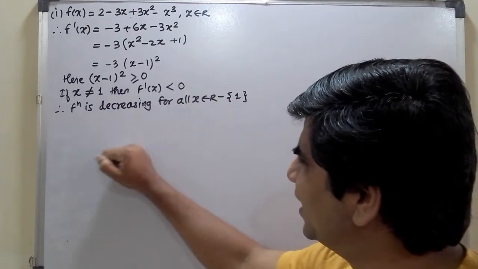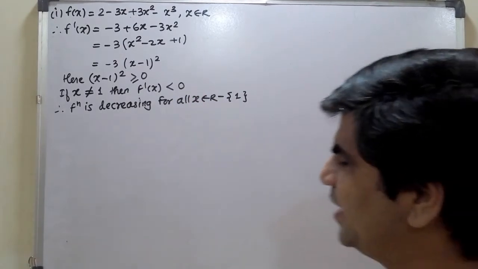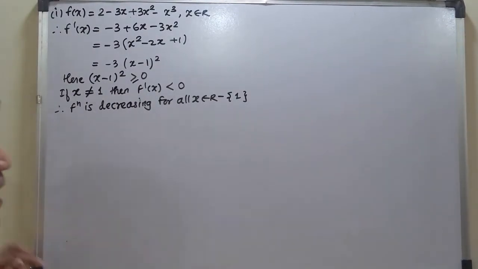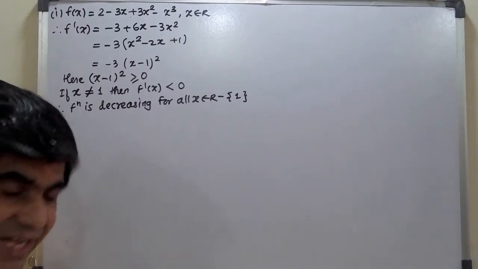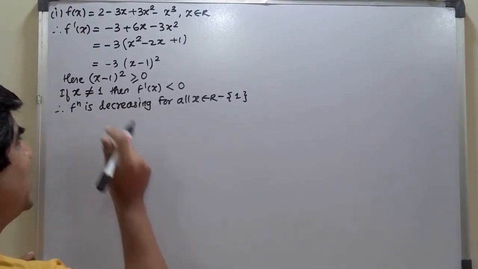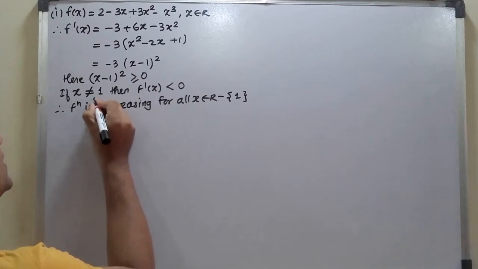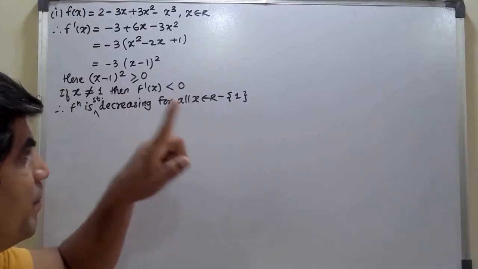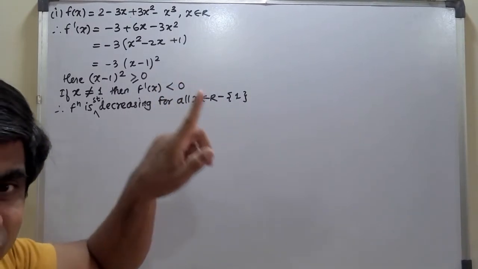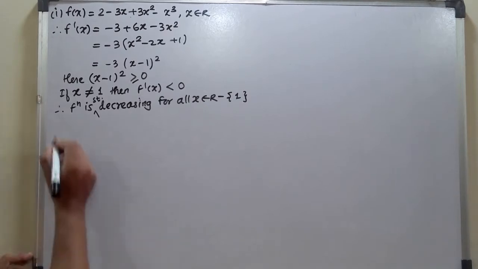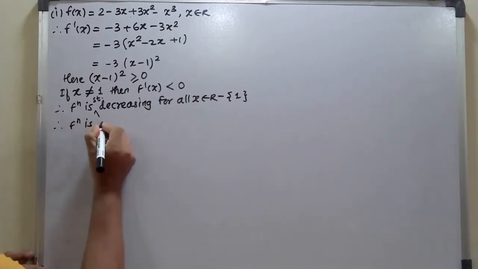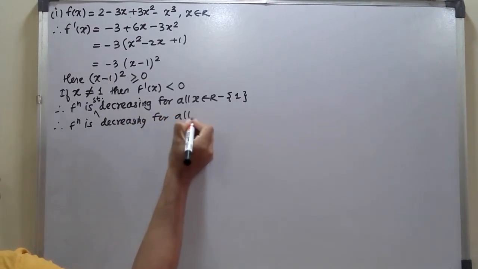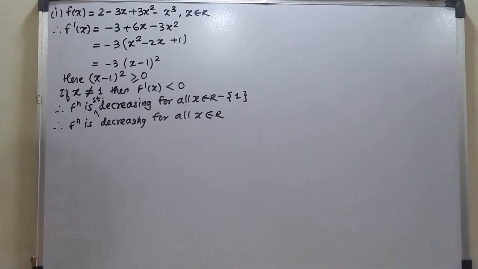So I can say that this function is decreasing for all x belonging to real numbers, but if you want strictly decreasing, you have to say the function is strictly decreasing for all x belonging to real numbers except 1. Otherwise I can say the function is decreasing for all x belonging to real numbers.